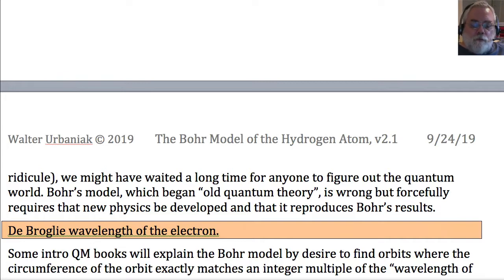Bohr's model, which began old quantum theory, is wrong, but it forcefully requires that new physics be developed and that it reproduces Bohr's results.